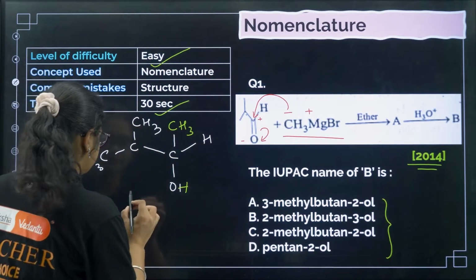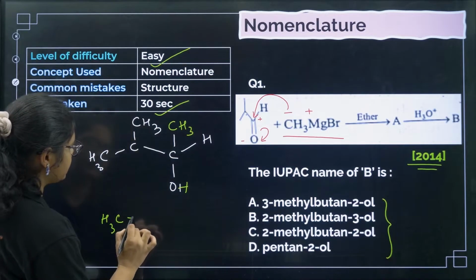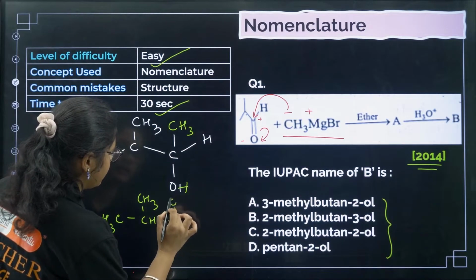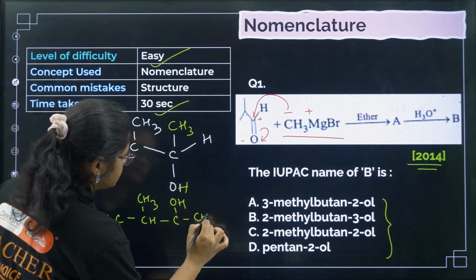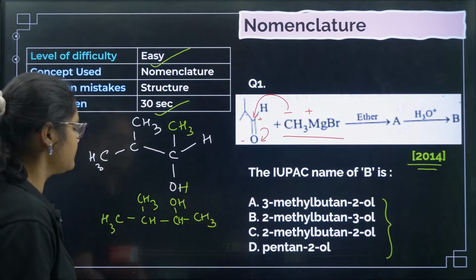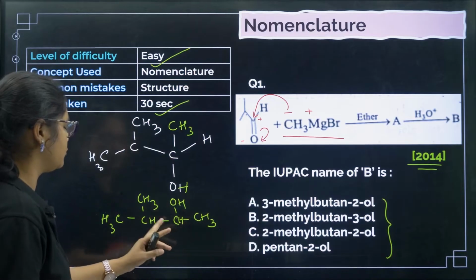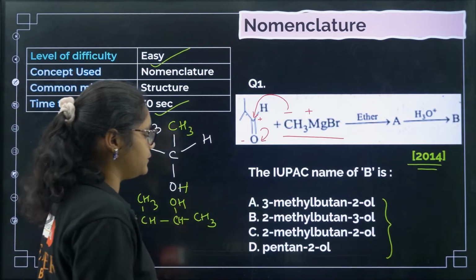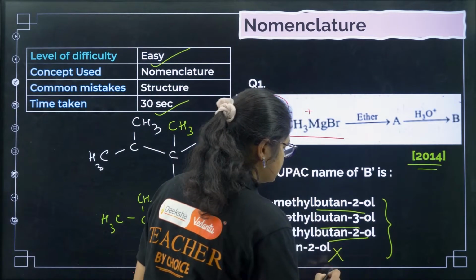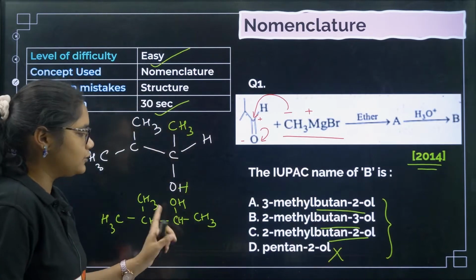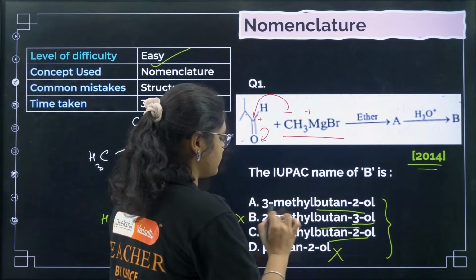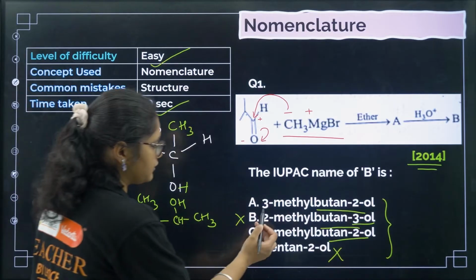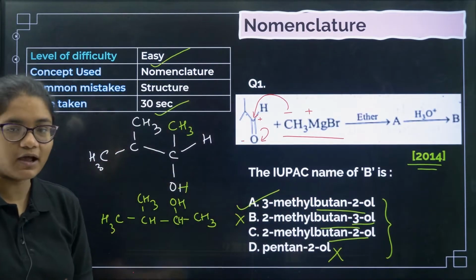Now let me draw the structure in a simpler form. I'll get CH3, CH, then I have OH on this carbon and I have CH3 on this carbon. This is what I'll be getting. If I want to name it, 1, 2, 3, 4. You should give the least number to the functional group. So I'll obviously get butane. That's why these three can be eliminated, this is not the correct answer. Butan-2-ol should be there, so this one with 3-ol is also wrong. Out of these three, we have 3-methyl butan-2-ol. So option A will be the correct answer.